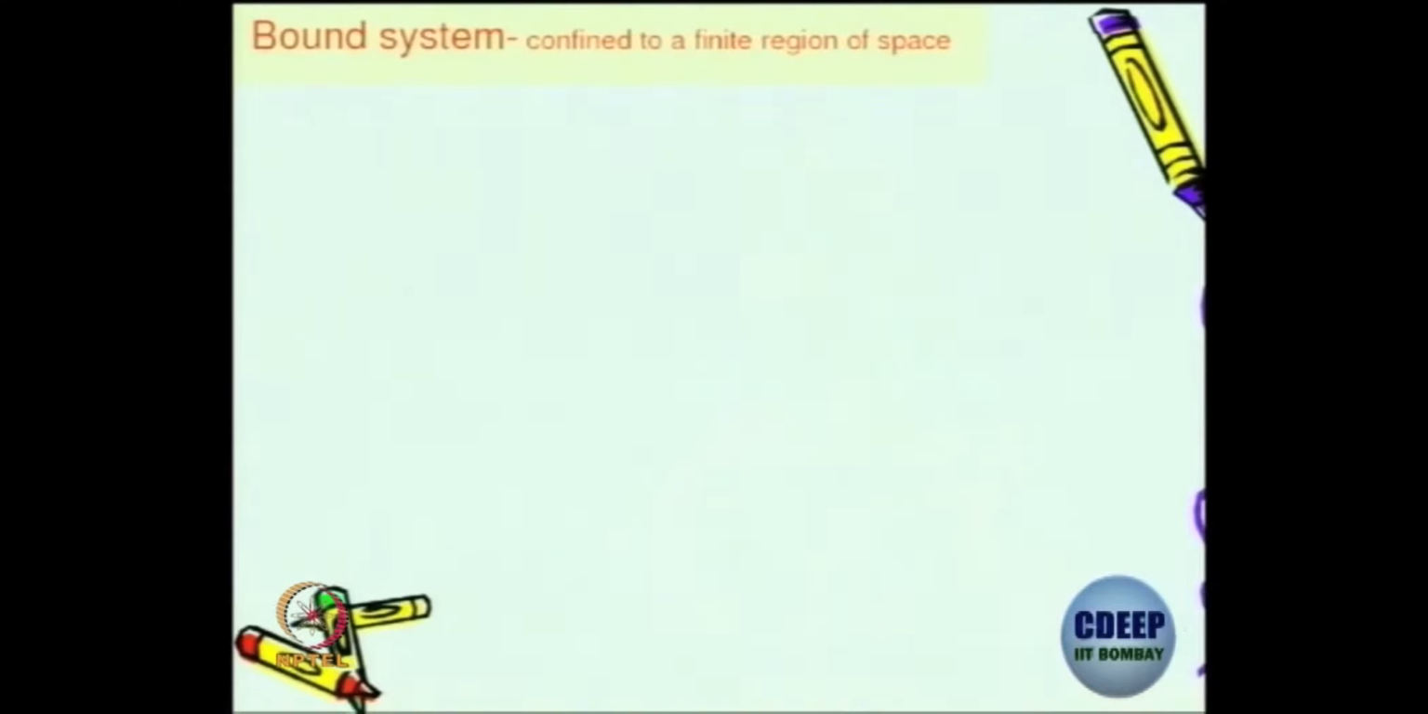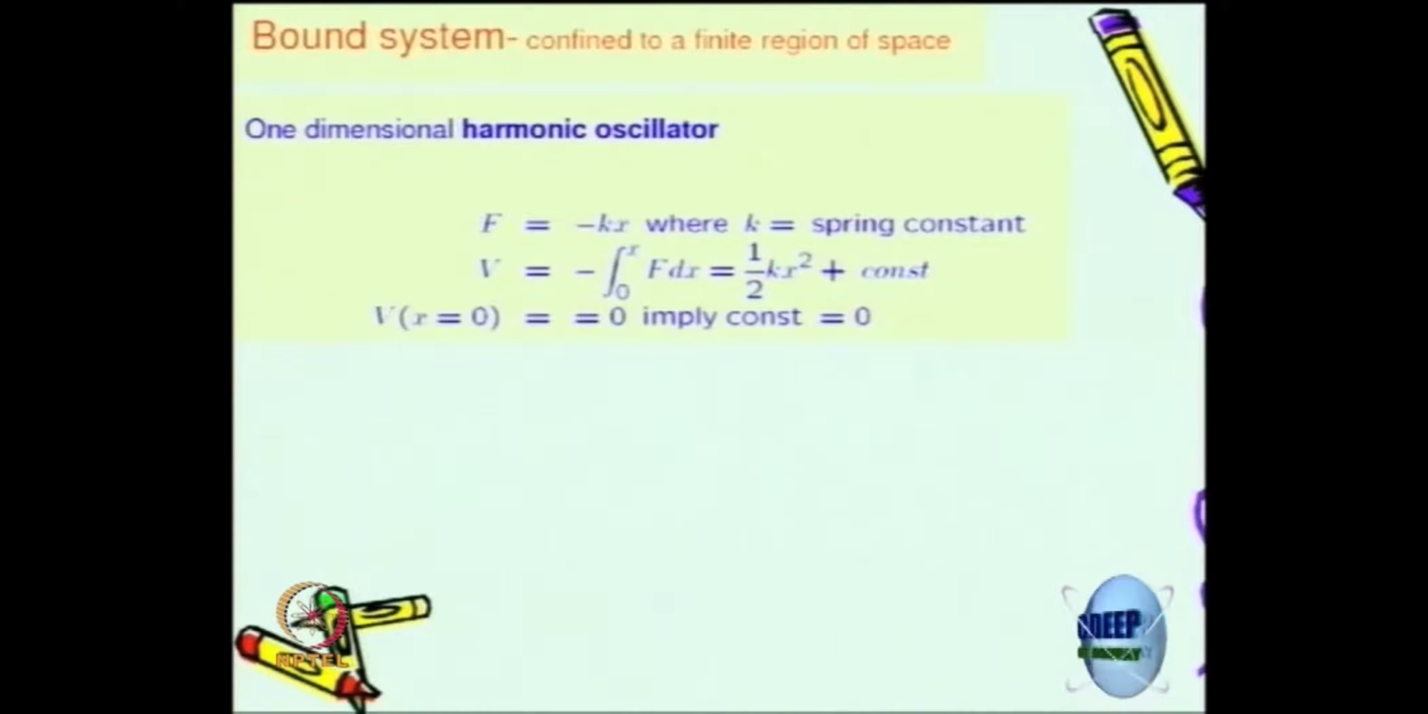I thought for continuity, let me put it in here. So a bound system is confined to a finite region, and take the familiar harmonic oscillator, where the force is proportional to the displacement with a negative sign. The proportionality constant is the spring constant, from which you can derive the potential energy, and putting in a boundary condition like x equal to 0 where we want the potential to be 0, will give you a potential energy of half kx squared.